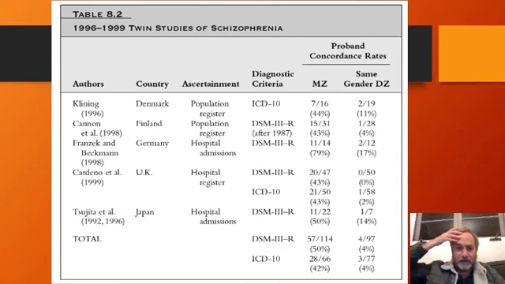Here's some of the actual data. So we can see the 5 different studies: one in Denmark, one in Finland, Germany, UK, Japan. Which diagnostic criteria, how they found the people, through hospital admissions or through the population, like birth records, the diagnostic criteria that were used in each case, and then the data that they found. So in the Denmark study, 44% concordance rate among the MZ twins compared to 11%, and on down the list. And then they have them pooled there at the bottom. So according to DSM, if you pool all the data, 50% concordance rate among MZ twins compared to 4% among DZ.